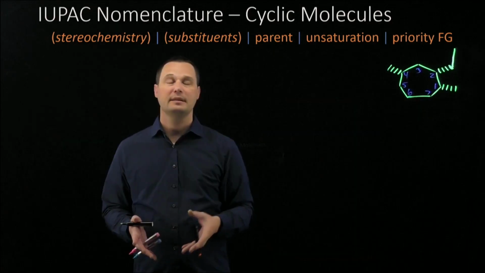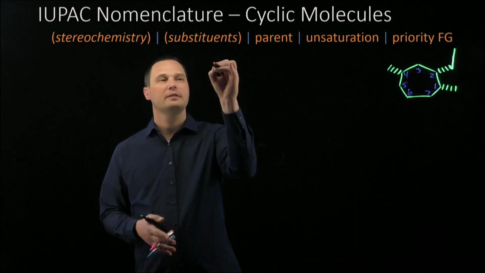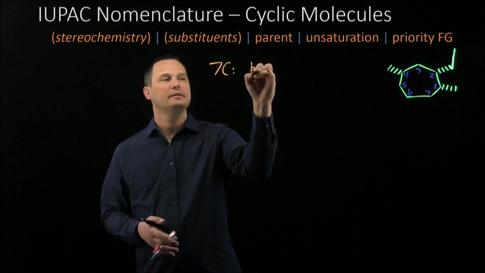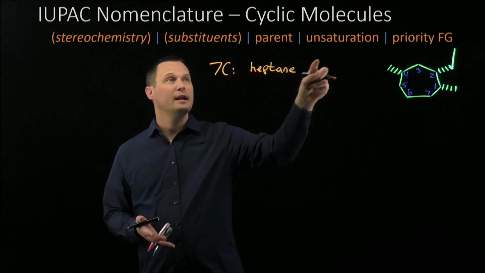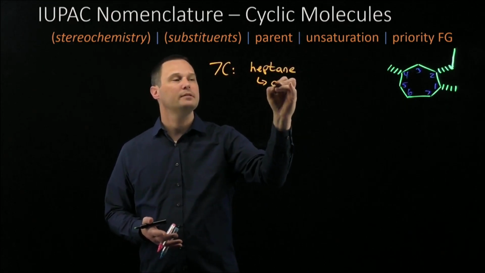The next step is to name the parent hydrocarbon. There are 7 carbons in our longest chain. That's heptane, but it's not going to be heptane because it's not 7 carbons in a row. We'll need to update this to cycloheptane.